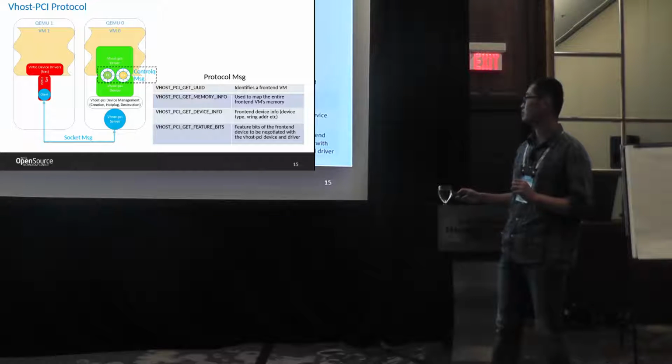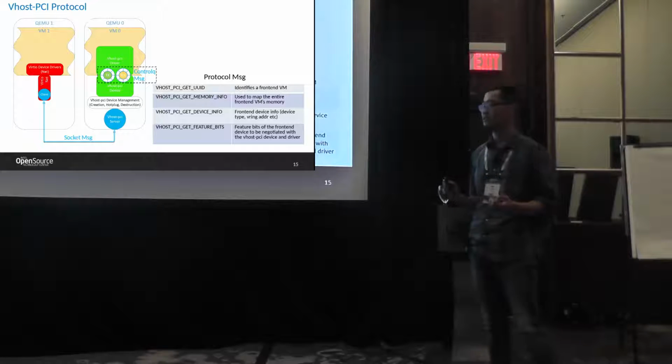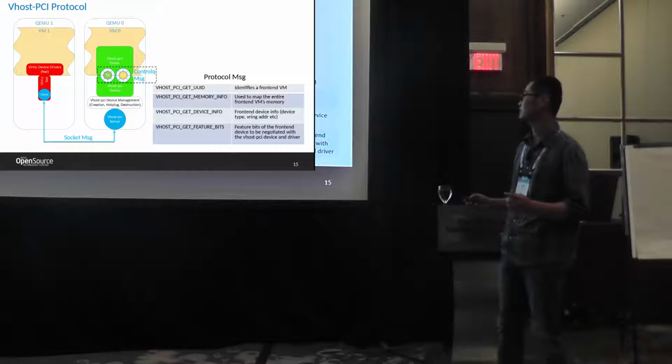This memory info is basically transferred by the client to the server. Then the device uses this memory info to map the entire memory of the front-end VM so that the vhost PCI driver can access any memory that belongs to the front end.